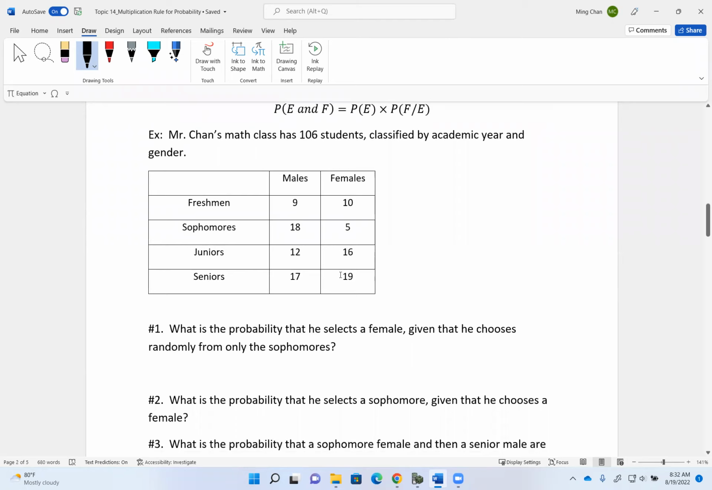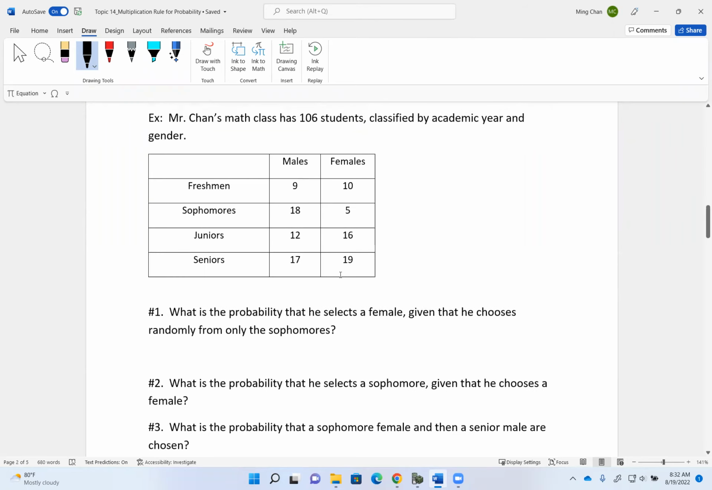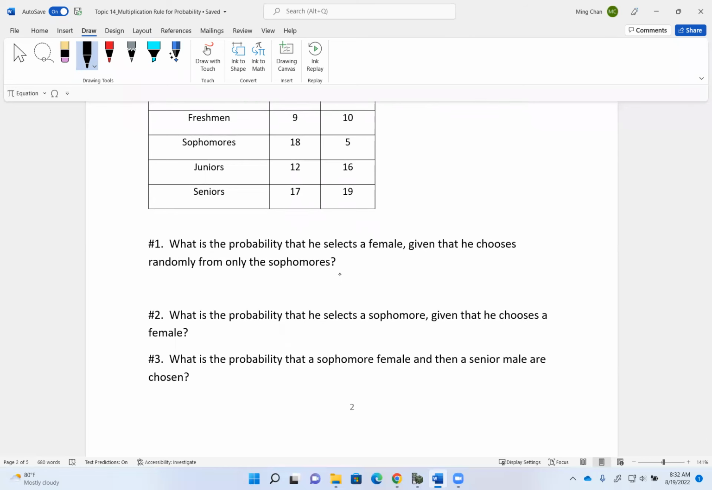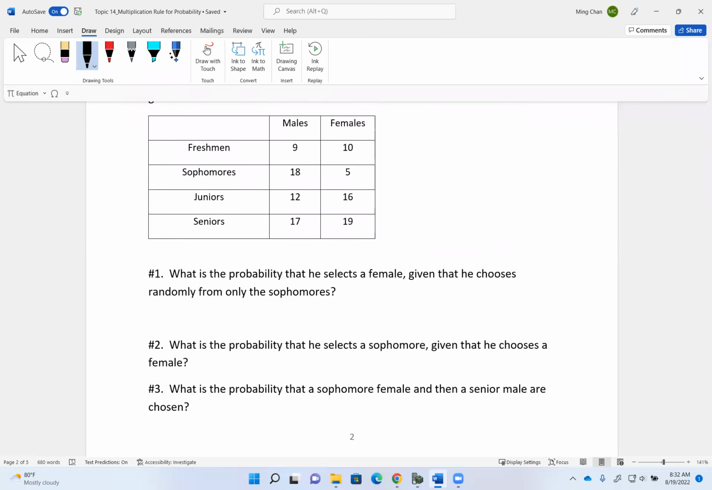All right, so let's try this example with the tables. We're going to read this a little bit carefully. Let's say Mr. Chan's math class has 106 students classified by academic year and gender. So we've got freshman, sophomore, junior, senior, male and female. 106 students. What is the probability that he selects a female, given that he chooses randomly from only the sophomores? So the problem wants me to find the probability of selecting a female, given that he chooses only from sophomores.